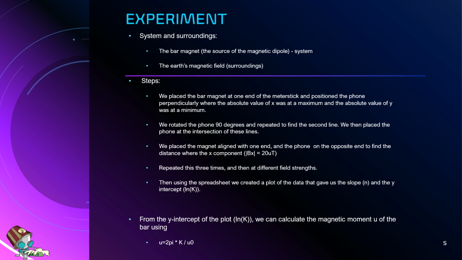Then using the spreadsheet, we created a plot of the data that gave us the slope n and the y-intercept natural log k. From the y-intercept of the plot, we can calculate the magnetic moment µ in the bar magnet using this formula.